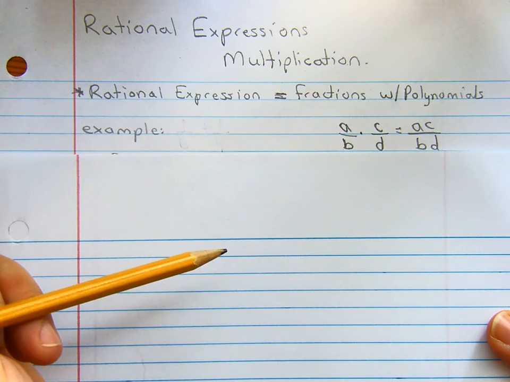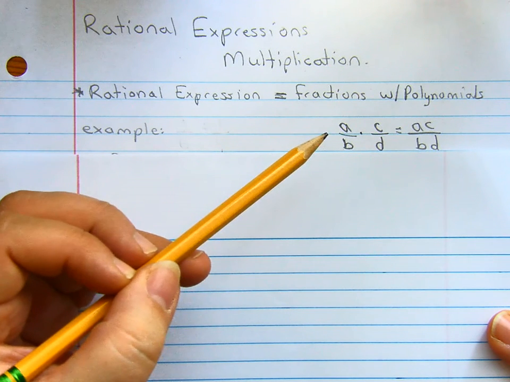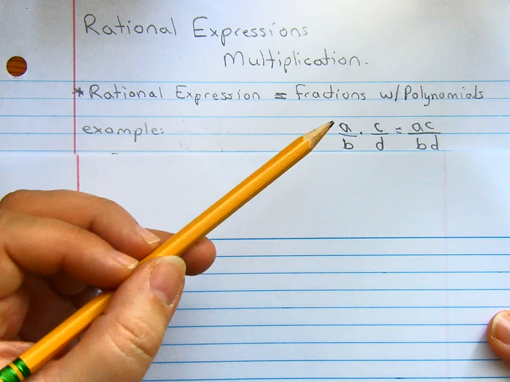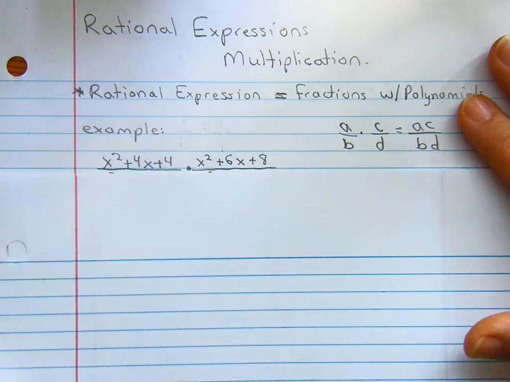So this is going to happen still with rational expressions. There might be a few steps that we'll do ahead of time, but that's our initial goal. When you multiply with rational expressions, you just multiply the numerators together and multiply the denominators together. So let's look at our example.